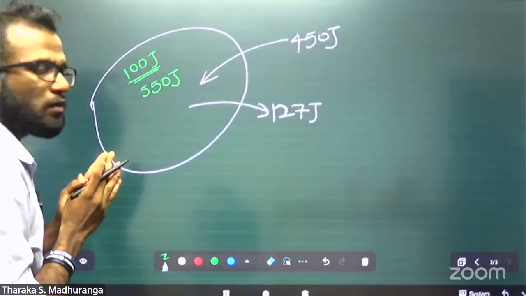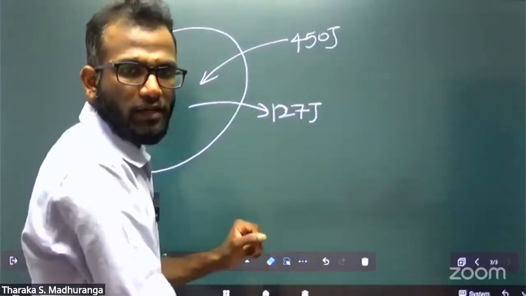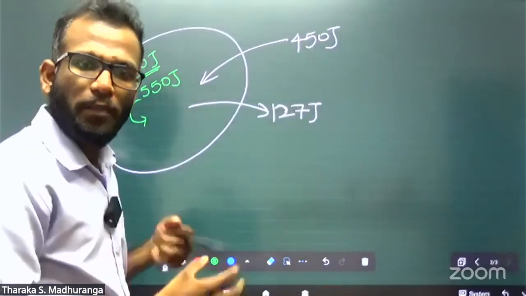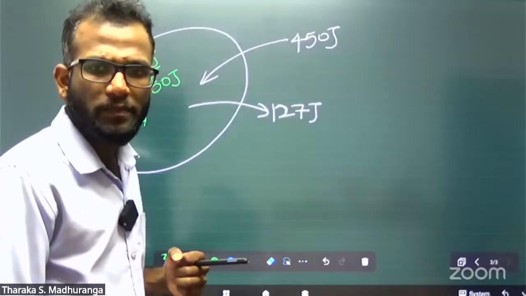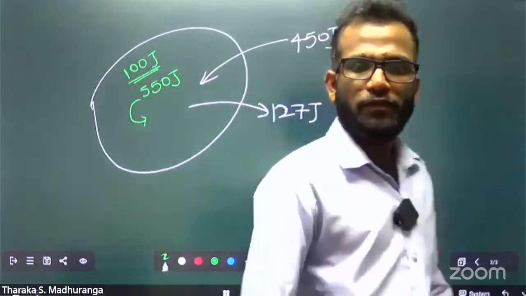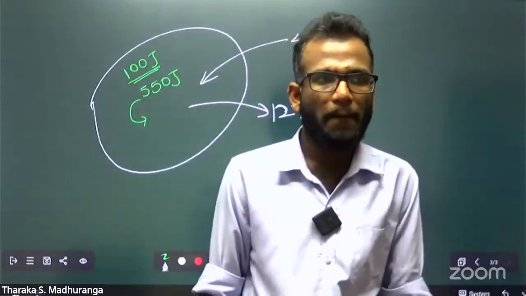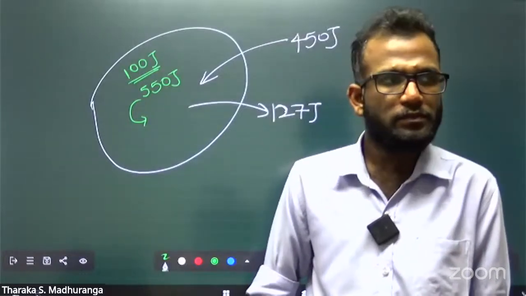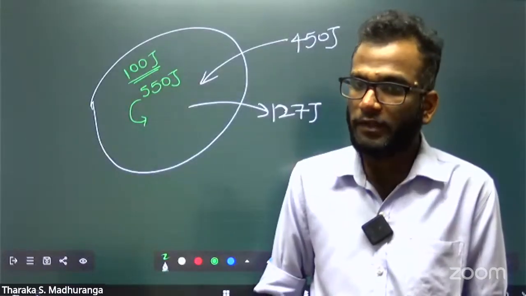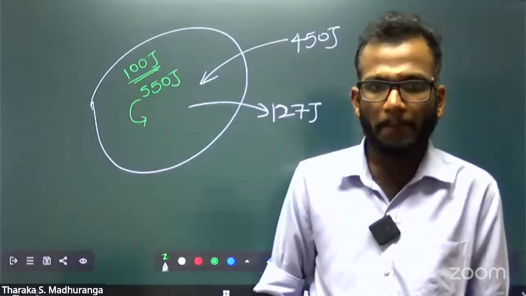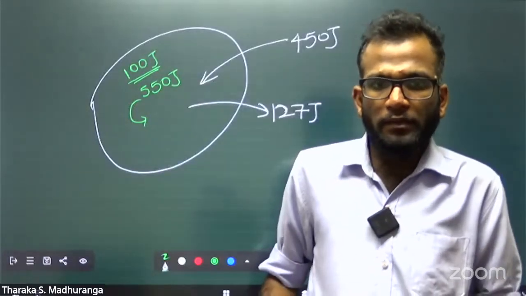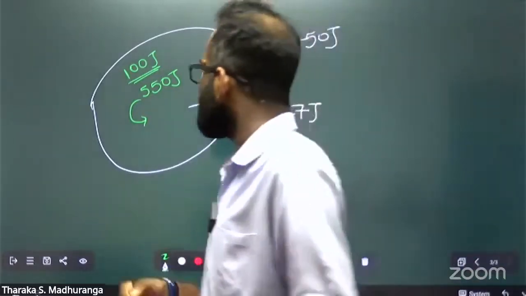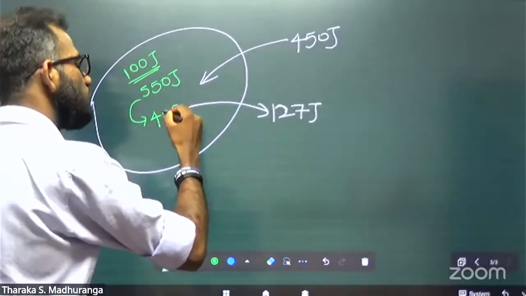Now 127 joules is lost again. Then what is the remaining amount? 550 minus 127. What is that? It is 423. 423 is the remaining amount.